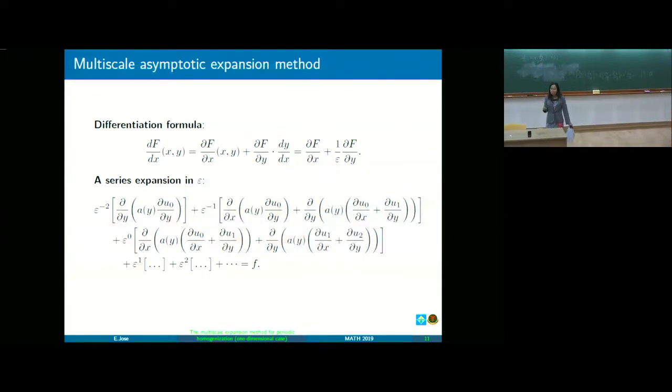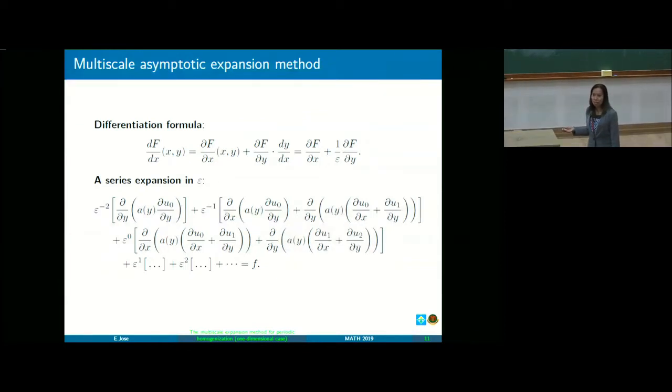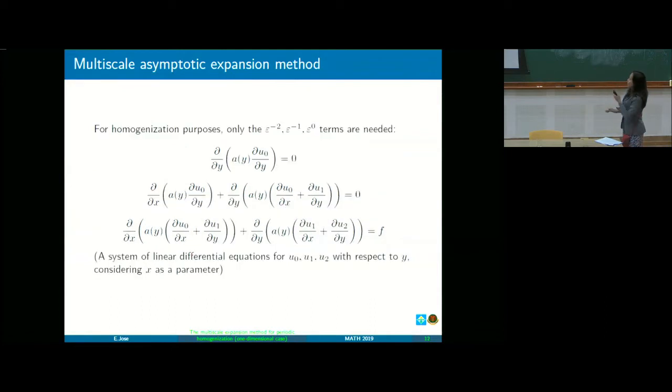And for homogenization purposes, what do we need? When we homogenize, we take our period epsilon to approach zero. So which of the terms will matter to our homogenization purpose? Only the first three terms will matter. And so if we take this as an equation, by comparing coefficients, it's a series expansion in epsilon. So we just compare coefficients, and so we will just have the following.